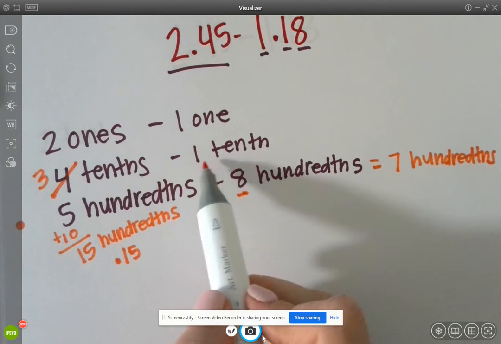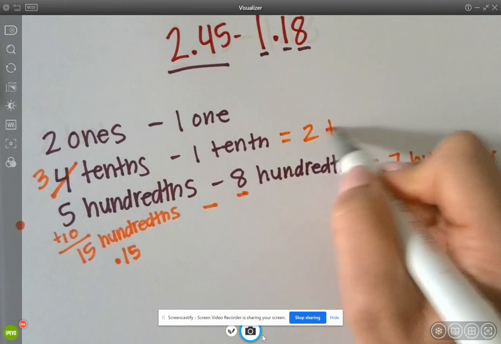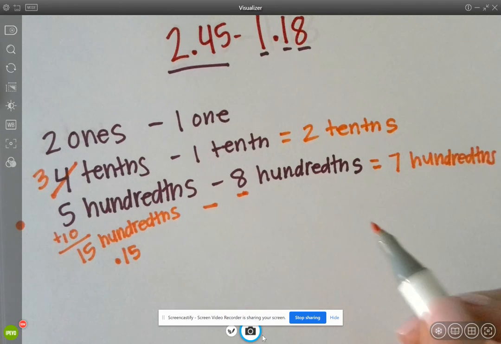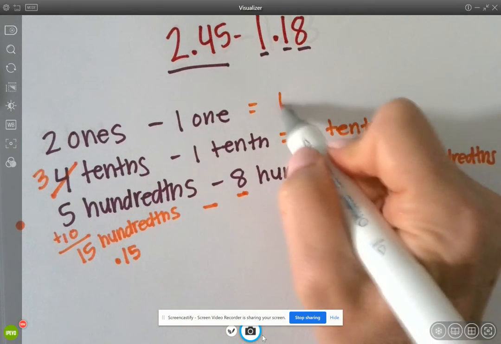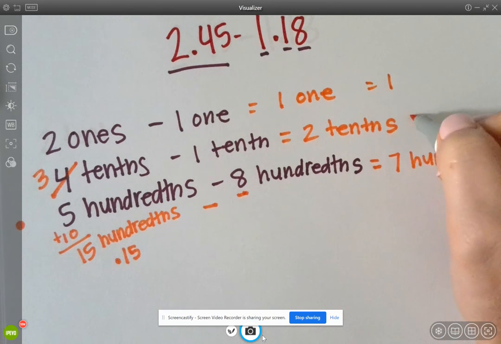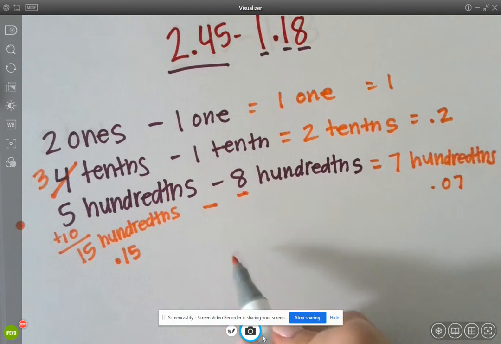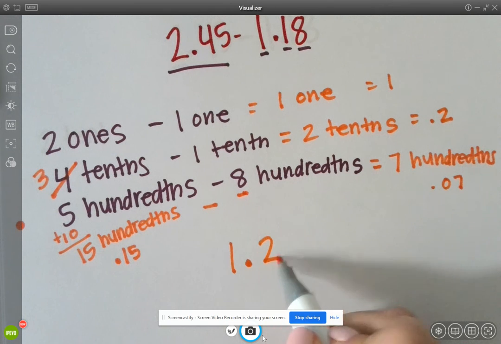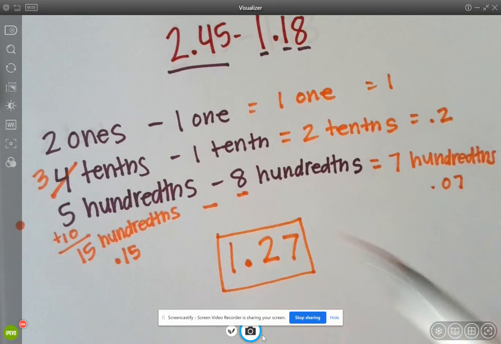I have 3 tenths minus 1 tenth. 3 is bigger than 1, so I can do that. And it gets me to 2 tenths. And then I move to my next place value. 2 ones minus 1 one equals 1 one. And now I take all of these pieces. I could even convert it to my decimal form already. And I would get 1 and 2 tenths and 7 hundredths. So that is by using decomposing.